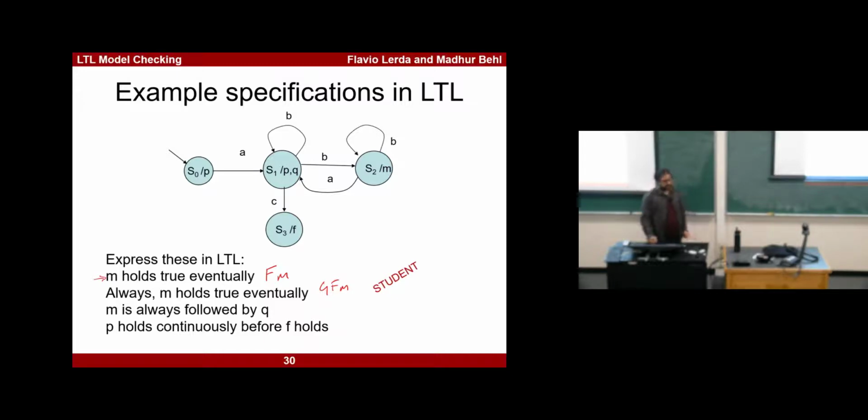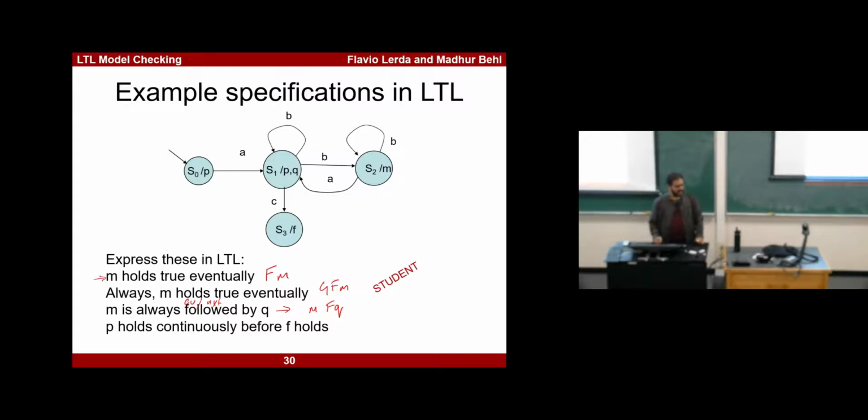M is always followed by a Q. Let's do both interpretations. One where M is always eventually followed by Q, and the other where it's next followed by Q. Give me both the expressions. So what's the LTL formula for M is always eventually followed by Q? M, F, Q. Is this a valid LTL formula?